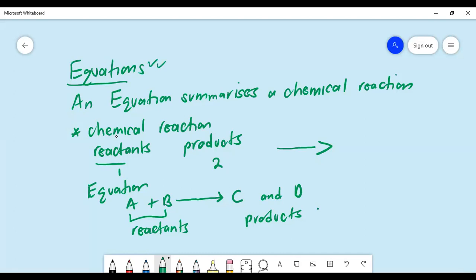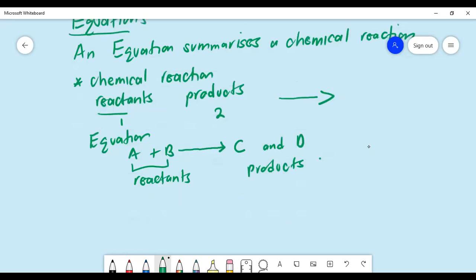So an equation summarizes a chemical reaction. We have said the chemical reaction has two parts. It has the reactant side having the reactants, and the product side having what is formed. So we have an example here. If I have A plus B, this arrow shows us what is going to be formed. It's like a pathway. Then C and D are the products, and A and B are the reactants.